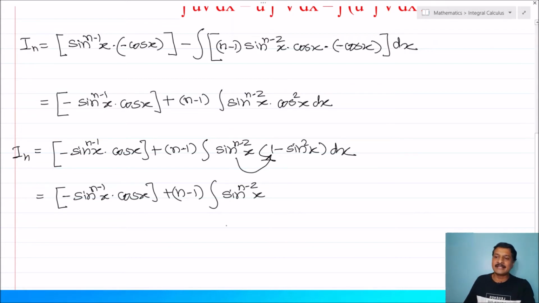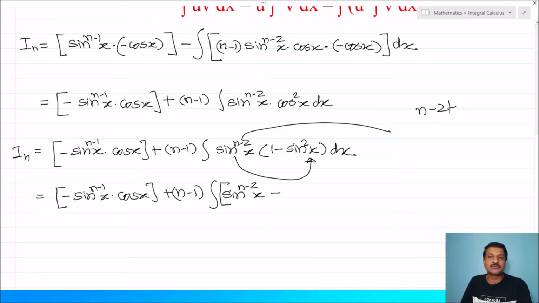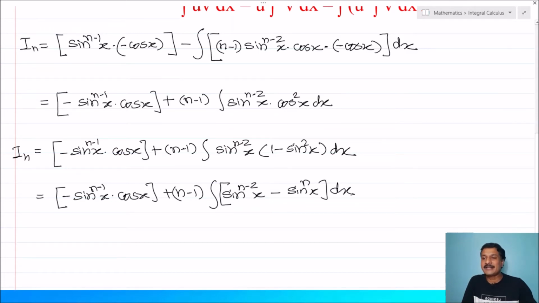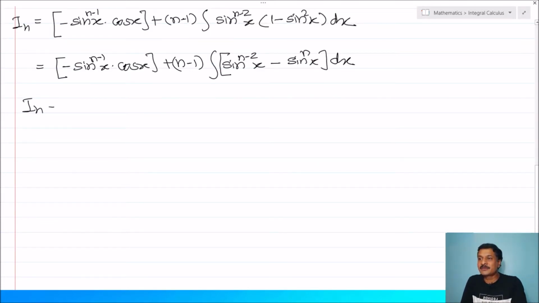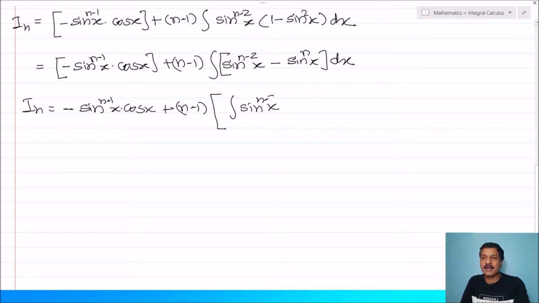So I am getting sin x raised to n minus 2 minus sin x raised to n minus 2 into sin square x. So power n minus 2 plus 2, so I am getting power n. So here sin x raised to n dx. Now separate the integrals. So I am getting here I_n equal to minus sin x raised to n minus 1 into cos x plus n minus 1. Now in bracket, integration sin x raised to n minus 2 dx minus integration sin x raised to n dx.